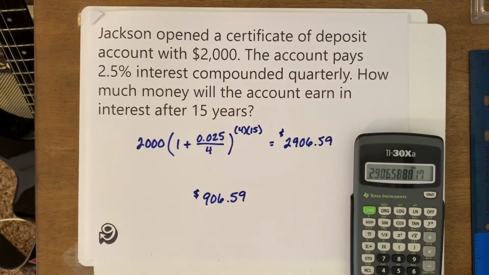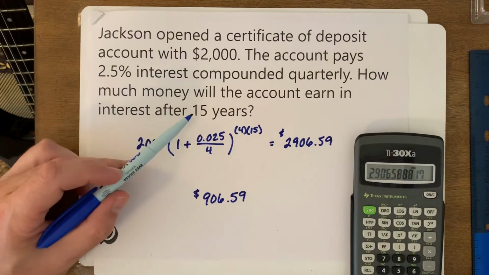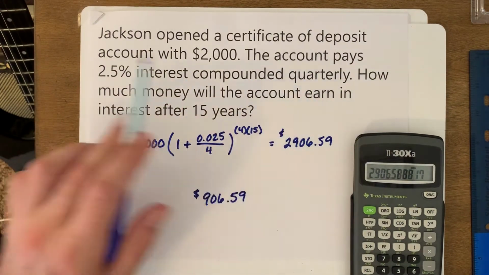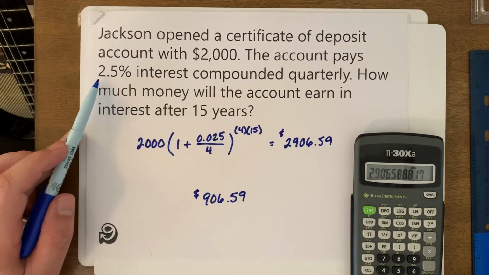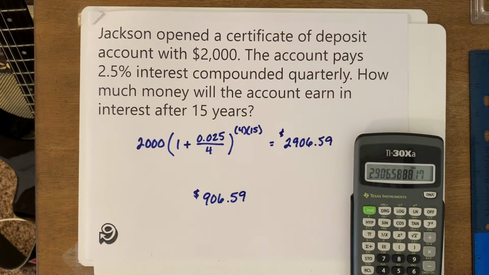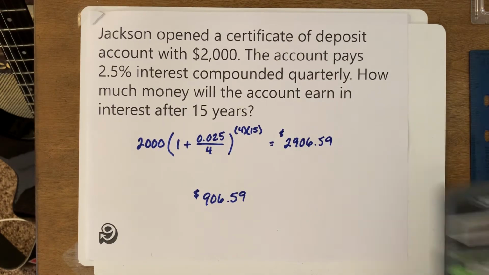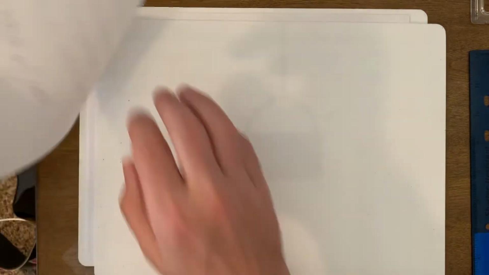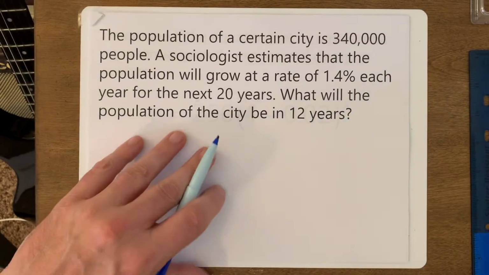$906.59 in interest, which is quite a bit because you're talking about 15 years, compounded quarterly, and that interest rate isn't too bad, 2.5%. And then they get $906.59 in 15 years. That's if you want to leave your money in there for 15 years. So, okay, let's take a look at this one.